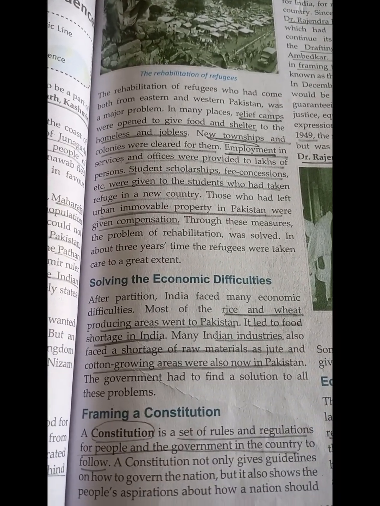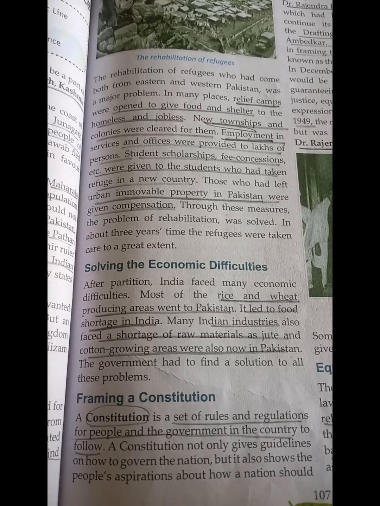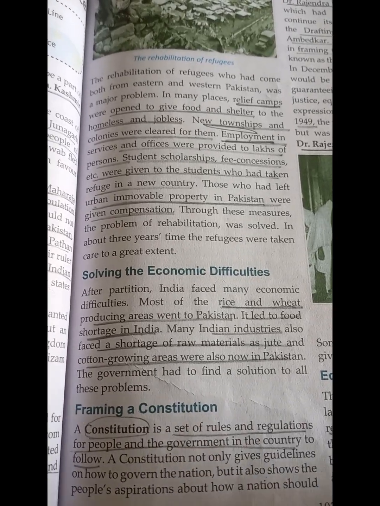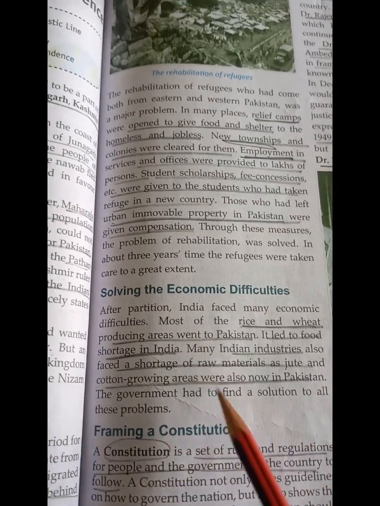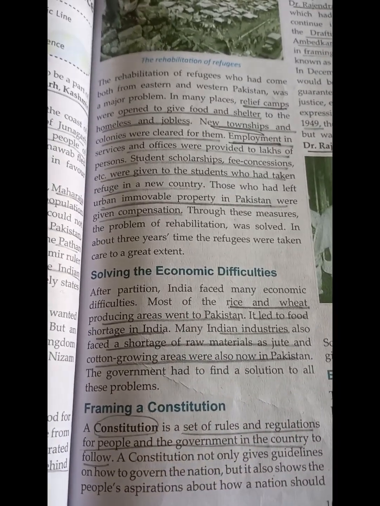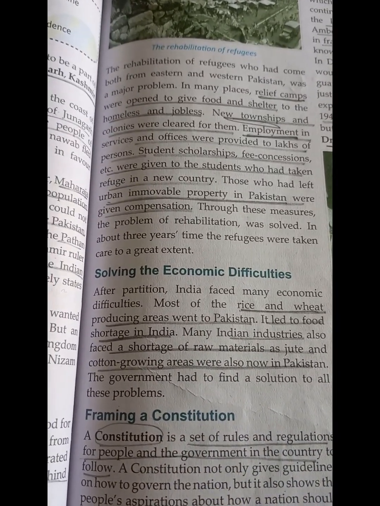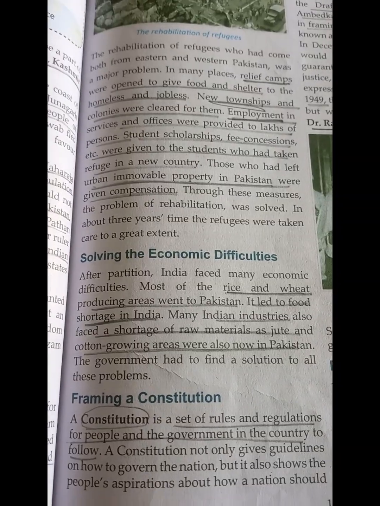Solving the economic difficulties. Now, major rice and wheat producing areas went to Pakistan. Also, the jute and cotton growing areas were now in Pakistan. This led to a shortage of food and a shortage of work for the people.